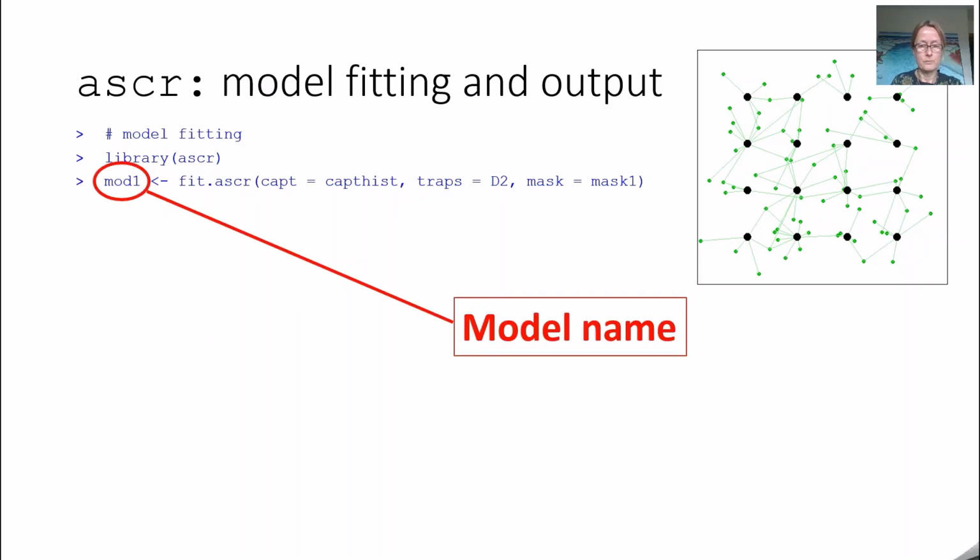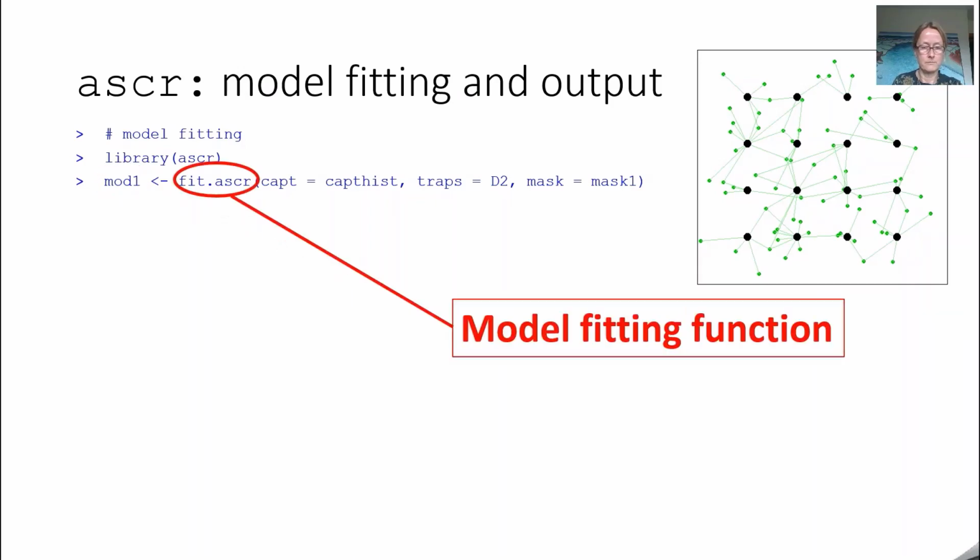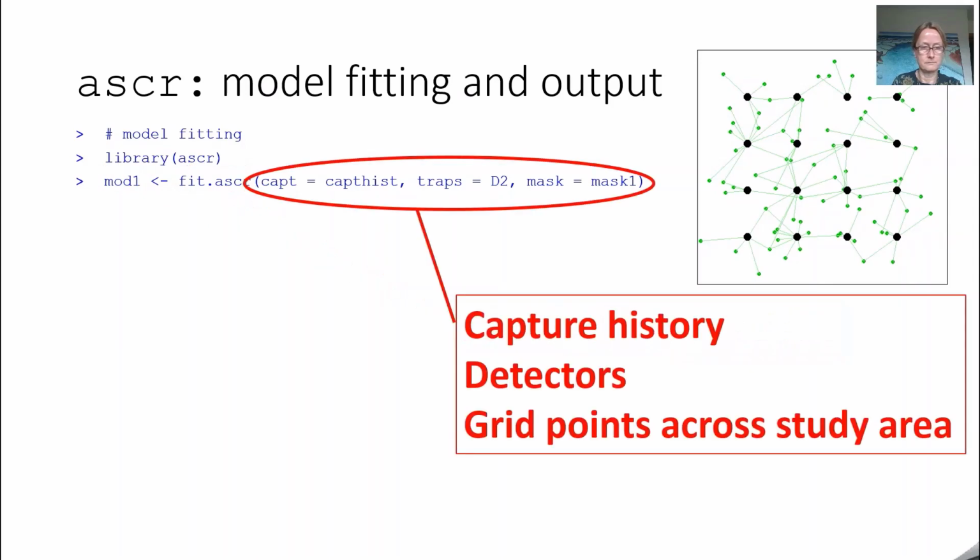So in order to fit the model, we use the following code. We give the model a name, mod1. fit.ascr is the model fitting function. And these are the three objects that fit.ascr requires as input.